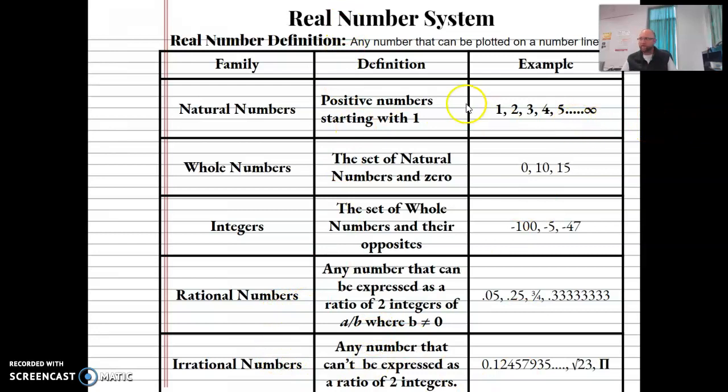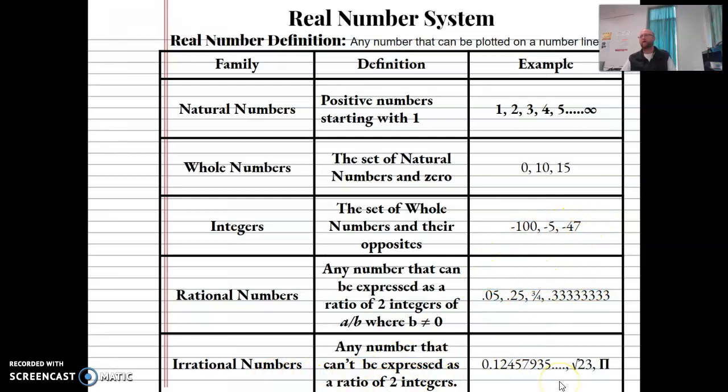So, again to recap, all natural numbers are whole numbers, integers, and rational numbers. All whole numbers are integers and rational numbers. All integers are also rational numbers.